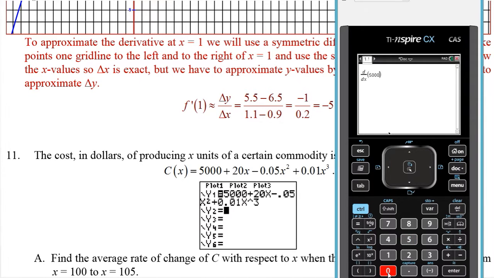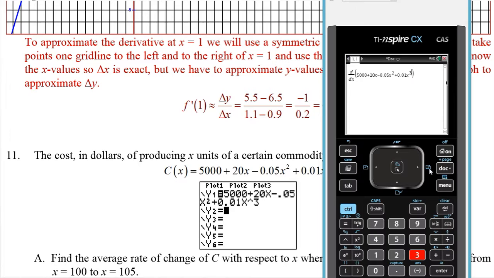My formula: 5,000 plus 20x minus 0.05x squared plus 0.01x cubed.